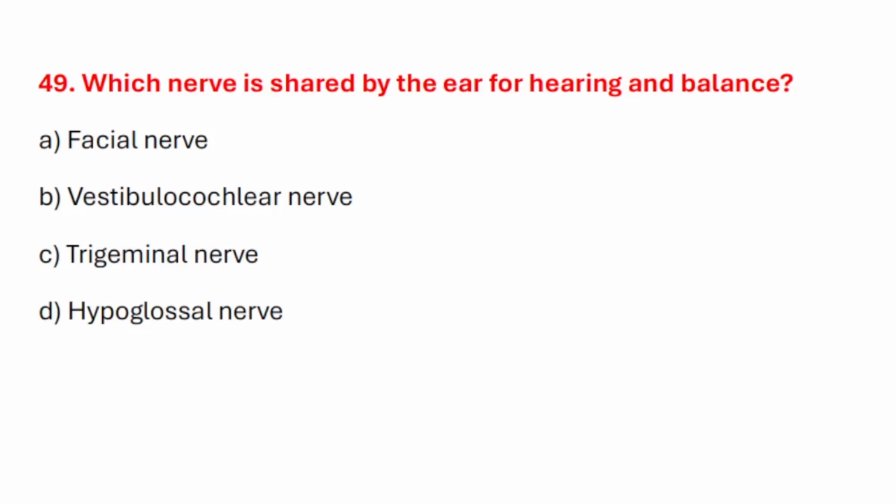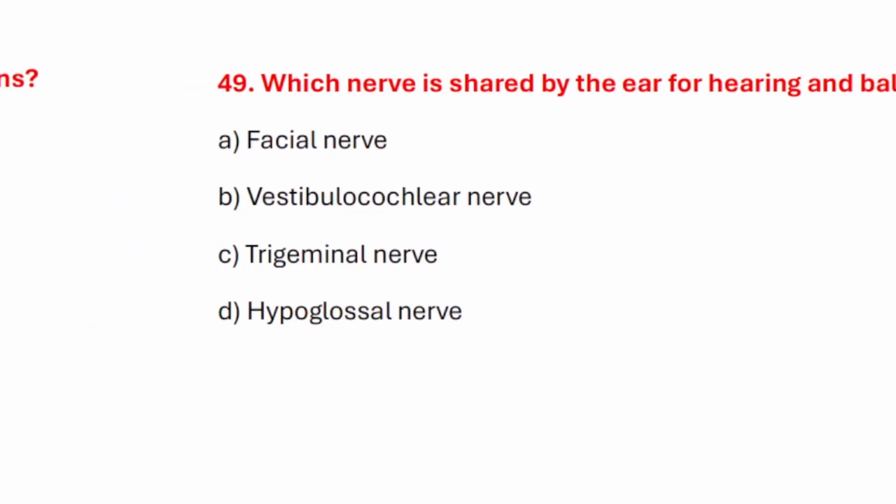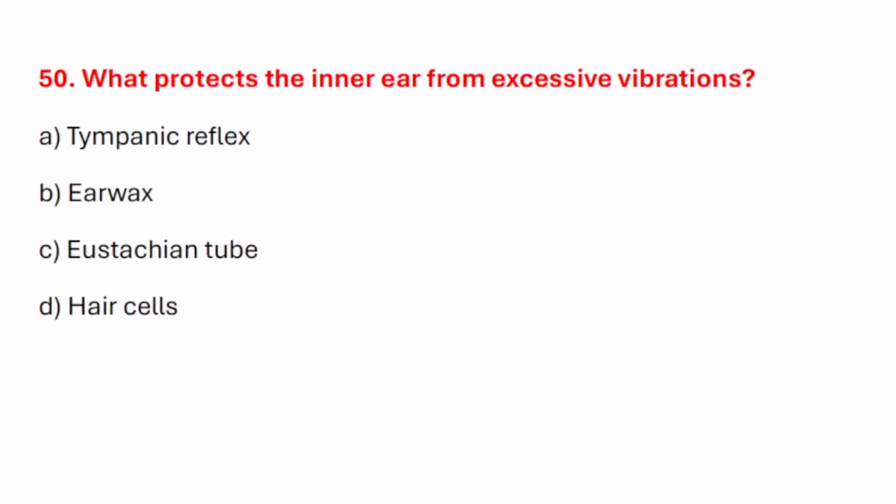Question number 49. Which nerve is shared by the ear for hearing and balance? Correct answer is option B. Question number 50. What protects the inner ear from excessive vibration? Correct answer is option A, tympanic reflex.